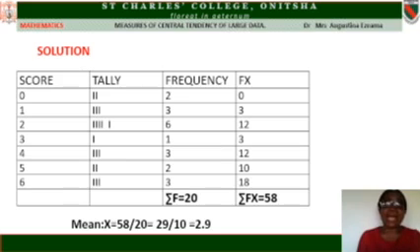Remember that our mean is summation fx all over summation f. You see that now our summation fx is 58. Then our summation f is 20. Now you divide 58 by 20, which means we get 29 over 10, because when 2 divides 20, you get 10, and when 2 divides 58, you get 29. And when you use 10 to divide 29, you get 2.9.